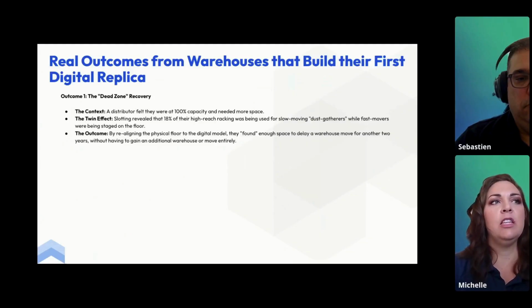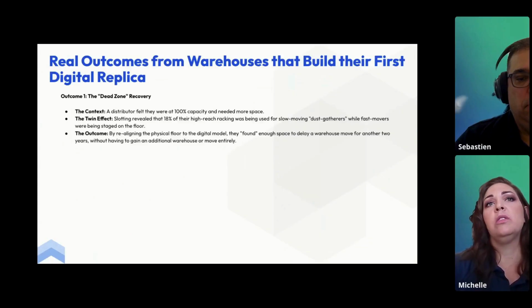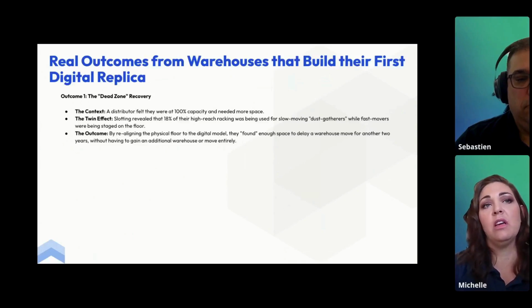By having the digital twin and that slotting feature that Seb had mentioned, it revealed that 18% of the high reach racking was being used for slow moving dust gatherers, while the fast movers were being staged on the floor. So by realigning the floor to the digital twin, they found that they actually had enough space to delay a whole warehouse move for another 2 years without having to gain an additional warehouse or move entirely.